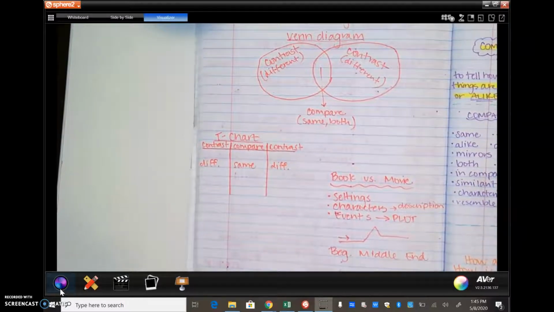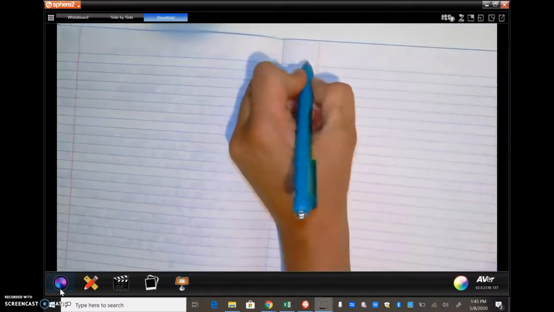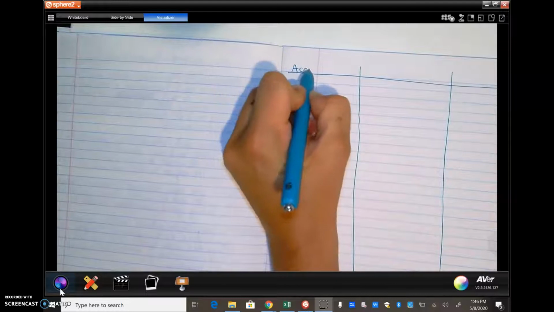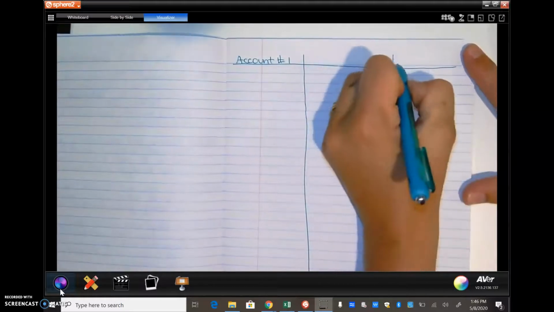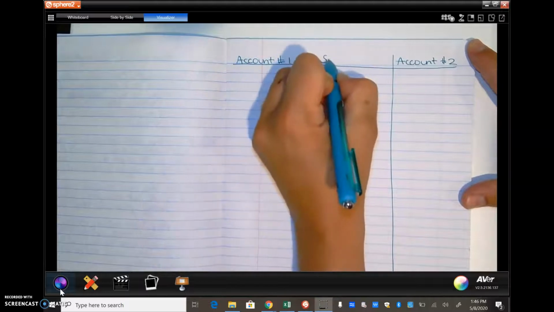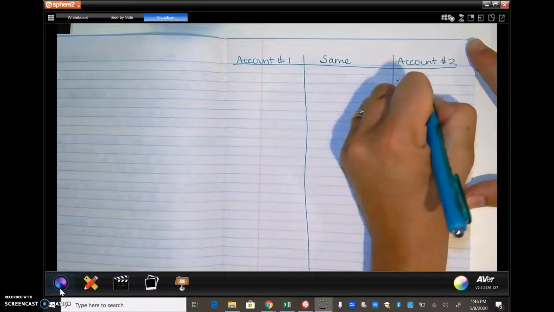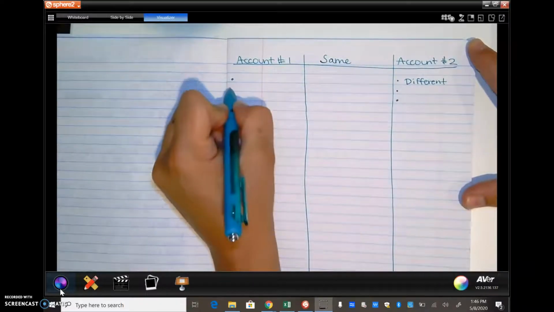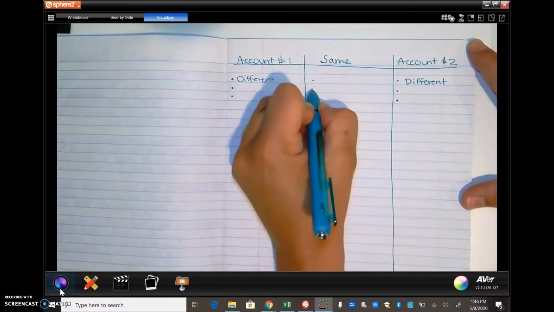Okay, so this week you will be doing comparing and contrasting, and the chart that I have for you in there is a triple T chart. So you will have account number 1, which could be either the first hand or second hand. Account number 2. Same. So this would be bullet points of how they are different, and bullet points on how they're the same.